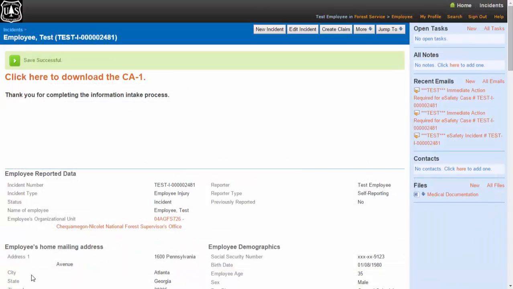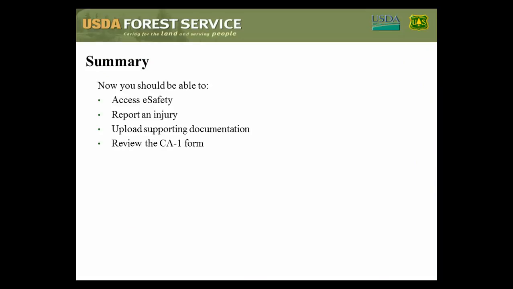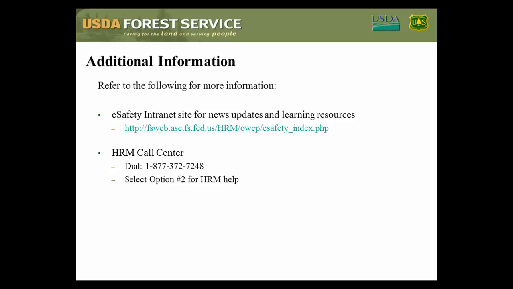You have now completed the incident intake process for logging an injury incident. Now you should be able to access eSafety, report an injury, upload supporting documentation, and review the CA1 form. For additional information, refer to the eSafety intranet site for news, updates, and learning resources, or you can contact the HRM call center at the number shown.